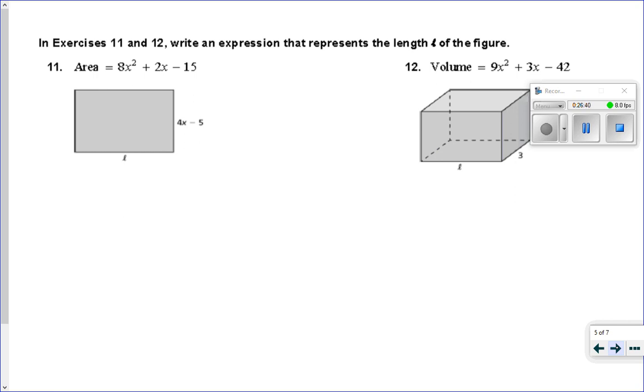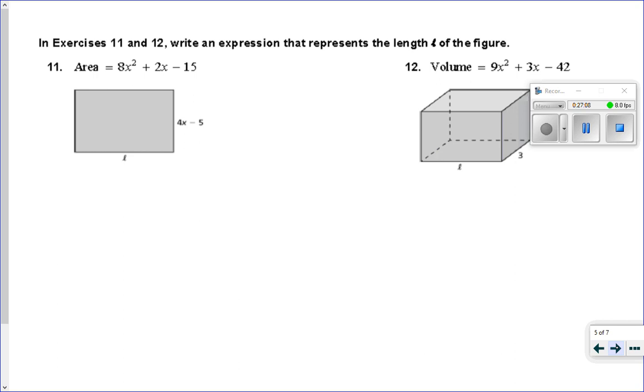It tells us here, write an expression that represents the length of the figure. This is kind of like that problem on the handout with the big two-bedroom apartment. And I had not shown you how to do that then, but now you know how to do it. So if you know the area is 8x squared plus 2x minus 15, and they gave you the width, 4x minus 5, then I know I can divide the area, because length times width gives me area. So I divide by that width, it'll give me the length. Okay? So that's the main idea.